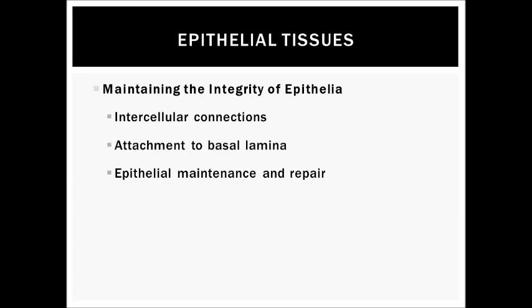Epithelial tissues consist of units of epithelial cells. Therefore, the question is, how do the epithelial cells maintain tissue integrity? First, by intercellular connections. Second, epithelial cells attach to the basal lamina. Third, by the ability of epithelial cells to repair or regenerate new cells.